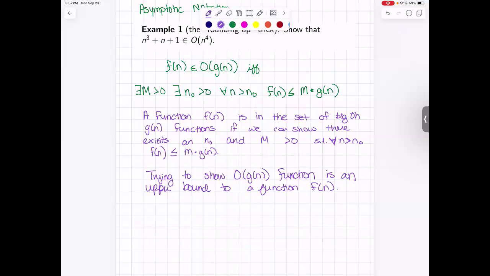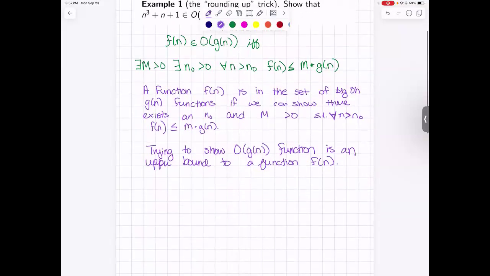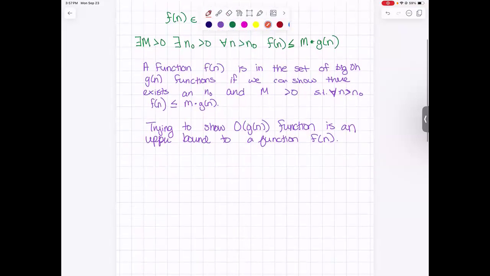So given that's the definition of big O, and I'm telling you we need to find an m and an n naught such that that function is going to be true, we now understand that we need to take the things that we've been learning in the previous units to try and do this.